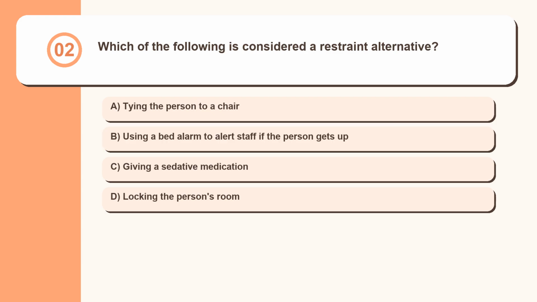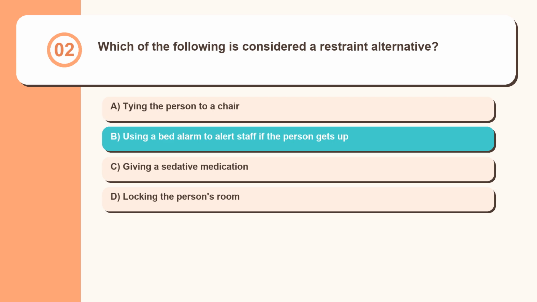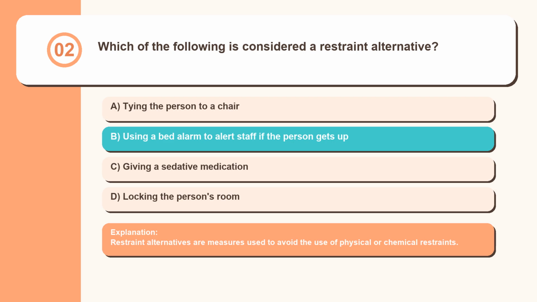Question 2. Which of the following is considered a restraint alternative? Tying the person to a chair; using a bed alarm to alert staff if the person gets up; giving a sedative medication; locking the person's room. Restraint alternatives are measures used to avoid the use of physical or chemical restraints.